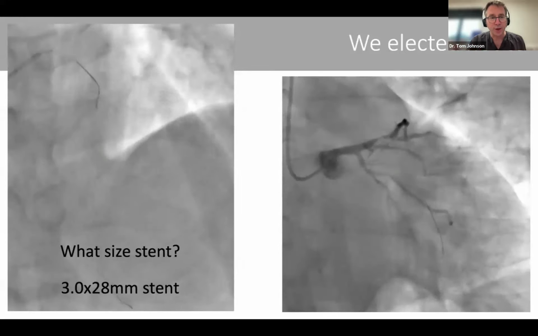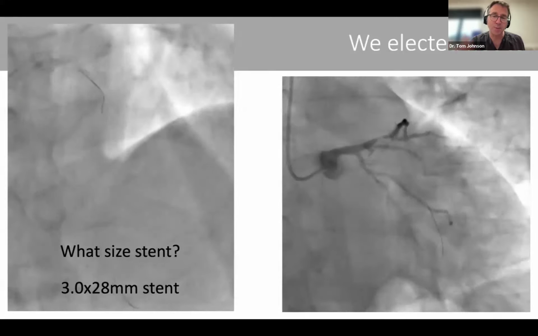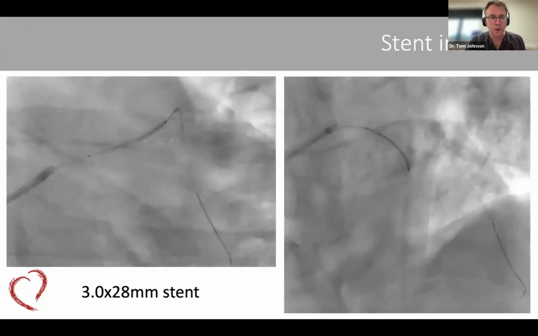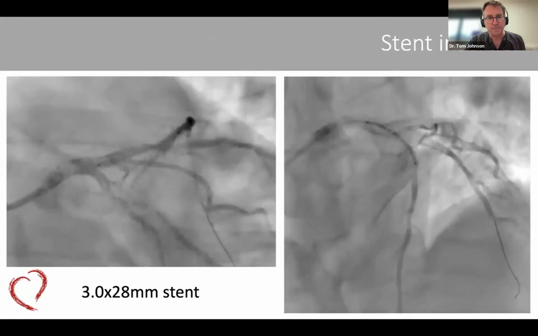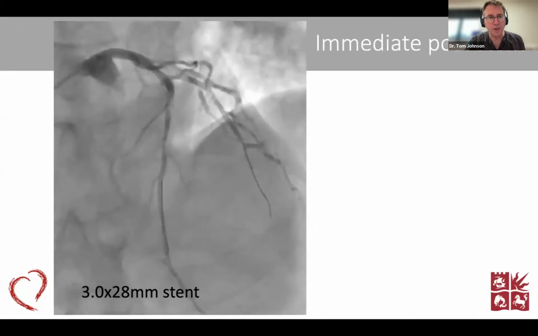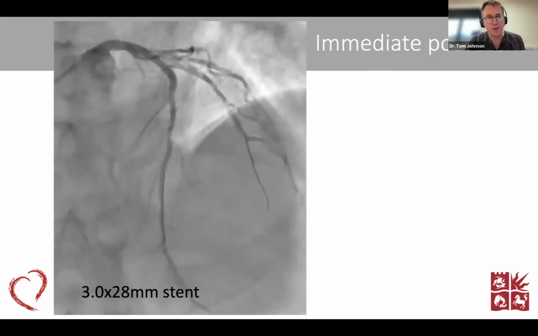So at this point, we elected to take a 3 by 28 millimeter stent with then upsizing of the proximal vessel with a 3.5 balloon. So there's the 3 by 28. And that's how it looked immediately post stent deployment, so before any post dilatation.